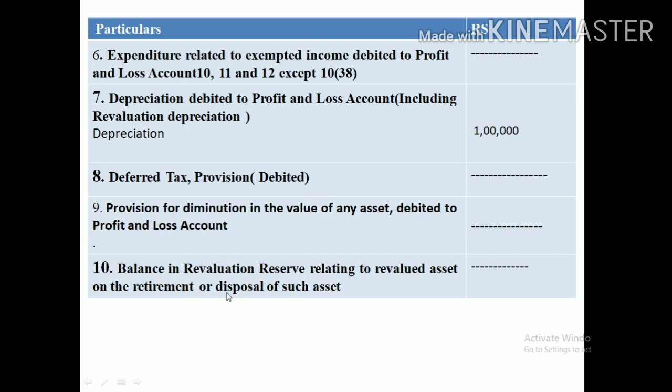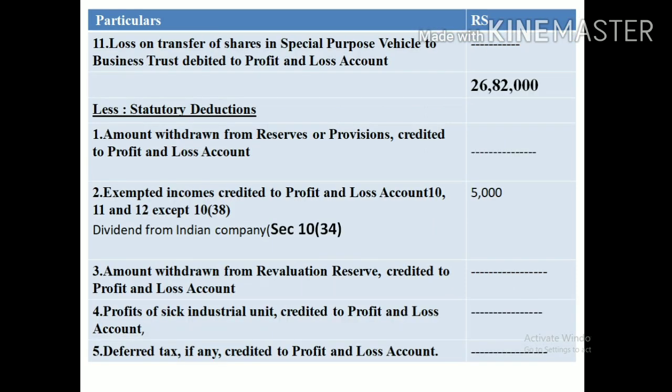The balance in revaluation reserves is a very important one. Balance in revaluation reserves relating to the revalued asset, retirement or disposal of such asset. There is no such information on the debit side of the profit and loss account, so ignore. Then next, loss on transfer of shares in special purpose vehicle to business trust debited to the profit and loss account. There is no such information under the profit and loss account heading, so nil. Total you get 26 lakhs 82,000.